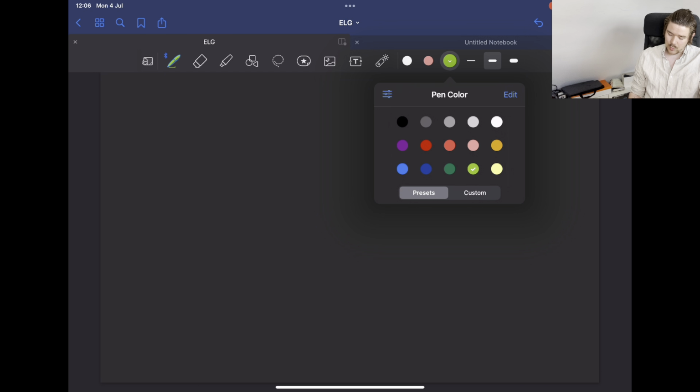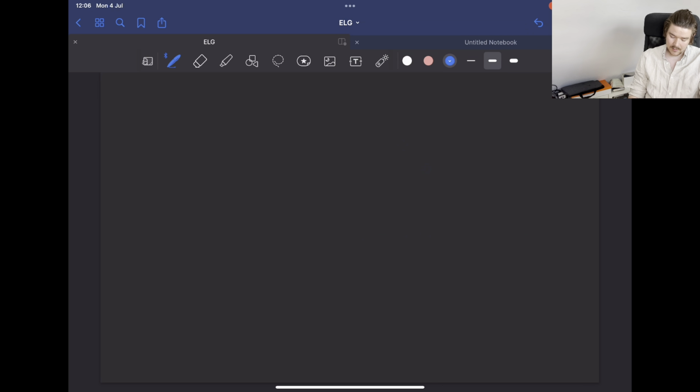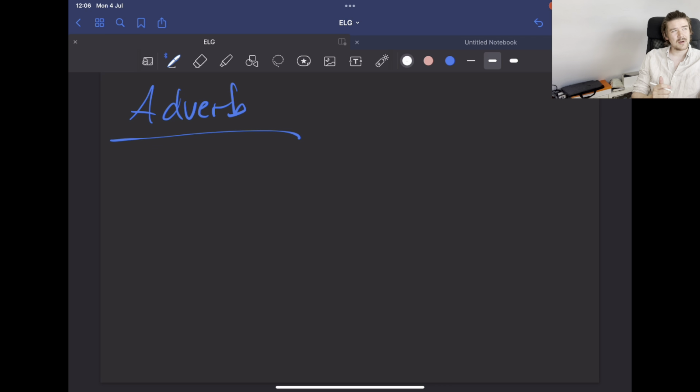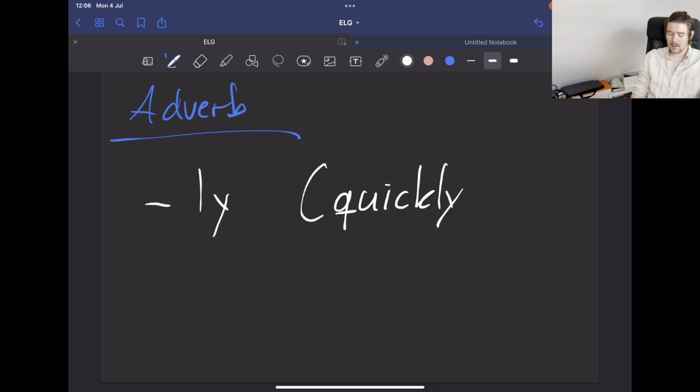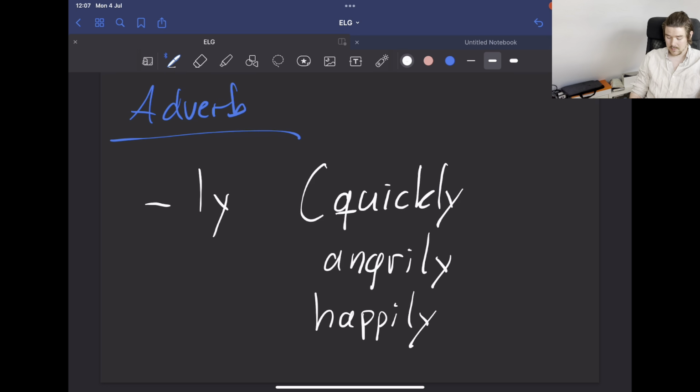Finally, and this is going to be a short one, adverbs. I can only think of one adverbial morphemic ending, which is -ly. Quickly, angrily, happily, and so forth. So the -ly ending is very typical for adverbs in general. So those are the main morphemes that we use to morph words between word classes.